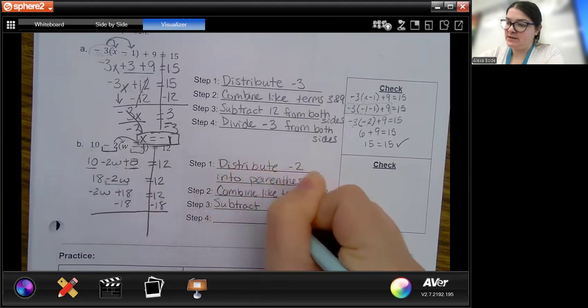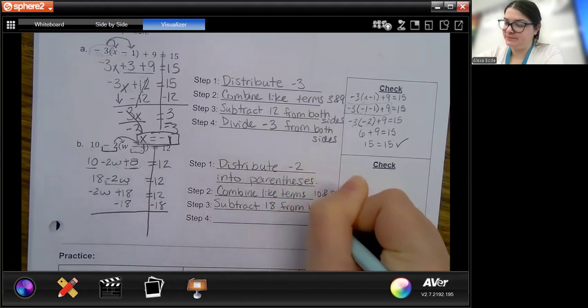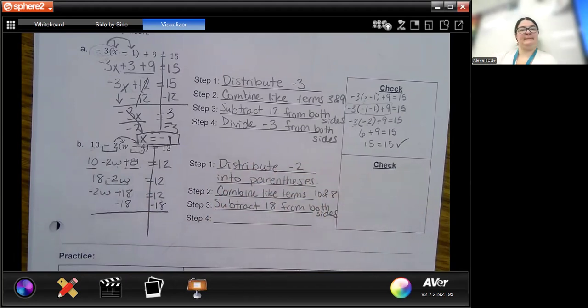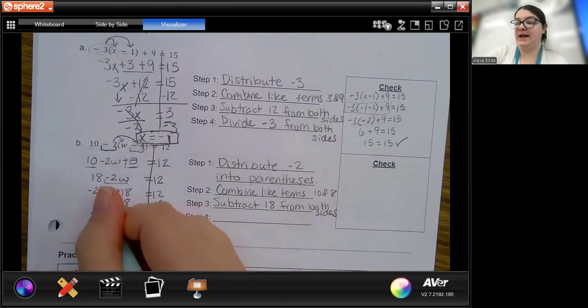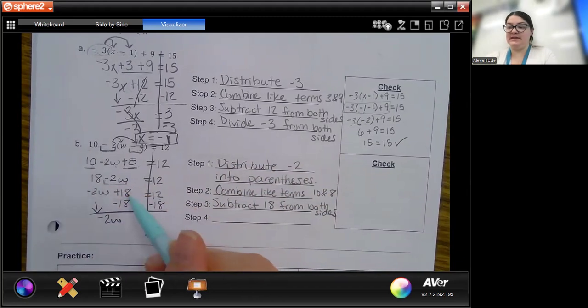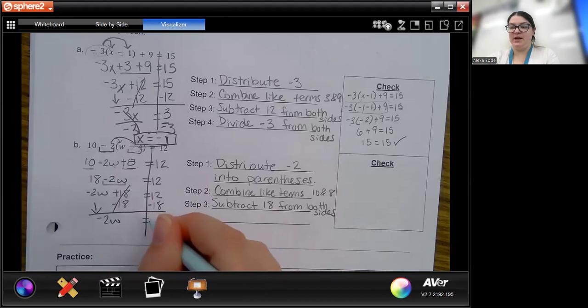Subtract 18 from both sides. My -2W is going to come down. 18 minus 18 cancels out because they equal 0. And then we have 12 minus 18.